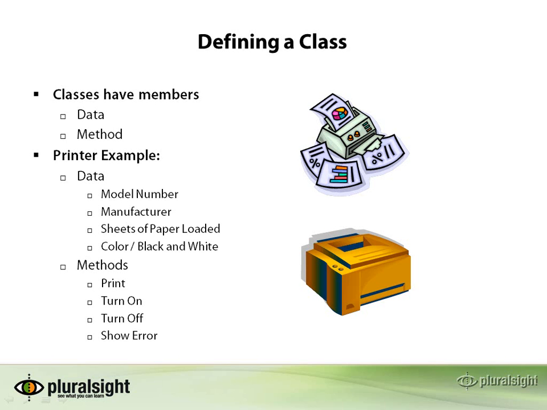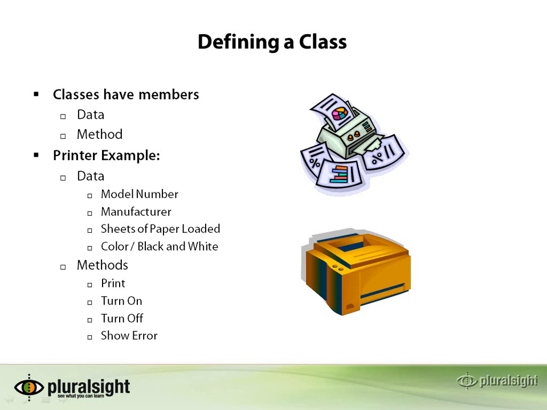And if we look at our printer example again, we can see that here are some things that might be considered data. The model number, a manufacturer, the sheets of paper that are loaded, whether it's color or black and white, whether the printer is currently on or off. Things like that, all of the attributes that would be specific to a printer, not just a printer like your printer sitting on your desk, but the current state of that printer. These are the things that are considered data.